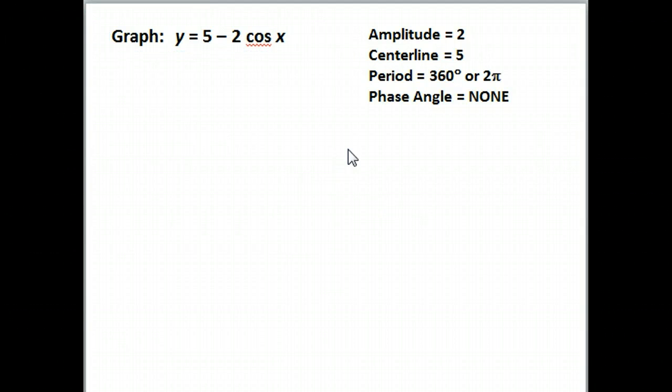And therefore, our period is going to be either 360 or 2 pi. Since there is no indication here of whether you should use radians or degrees, you can use either one. Since the x is all by itself, or if it were a theta, it would be all by itself, there is no phase angle. So you can pause the video here and give that a try.